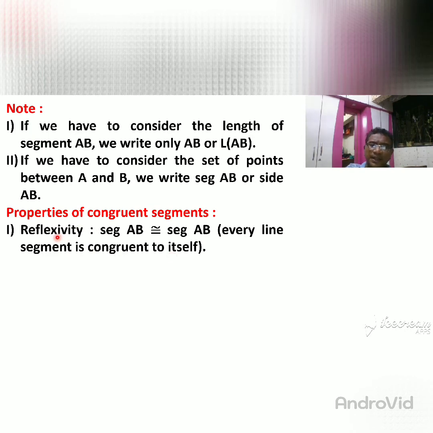So why is it called reflexivity? Because suppose you are standing in front of a mirror. The image seen in the mirror is congruent with you. If there is no mirror and you stand in front of a wall, can you say there is a congruent image of me? No. Due to the mirror, your image is formed. That property is called reflexivity. And according to reflexivity, segment AB is congruent with segment AB. Every line segment is congruent with itself.